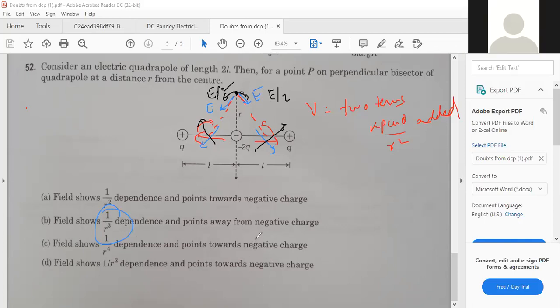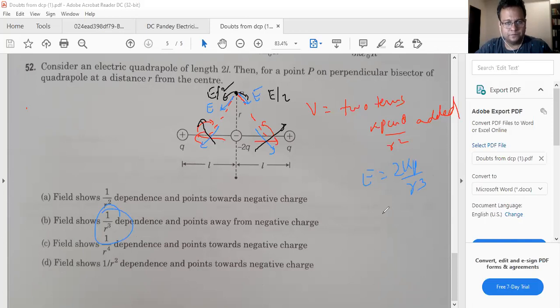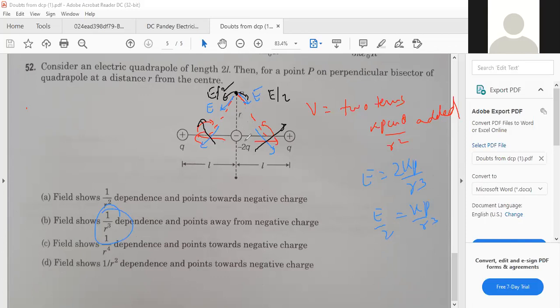सर 1/r4 होगा ना. इलेक्ट्रिक फील्ड निकालना है. इलेक्ट्रिक फील्ड तो r स्क्वायर r क्यूब ही तो होता है ना. kp cos theta, 2 kp. E का वैल्यू क्या है? 2 kp by r cube. E by 2 will be kp by r cube. Okay. So 1 by r cube is the electric field, but it is towards the negative charge, not away from it.